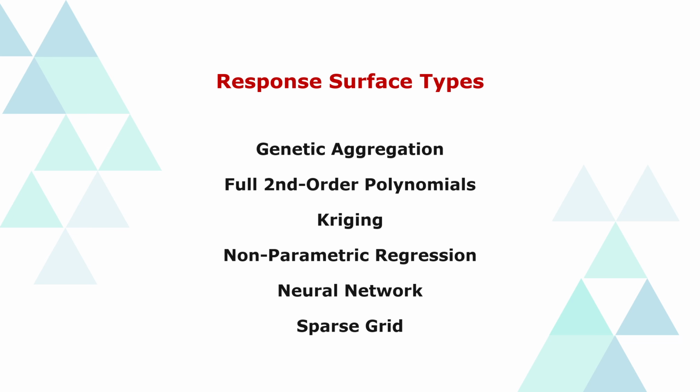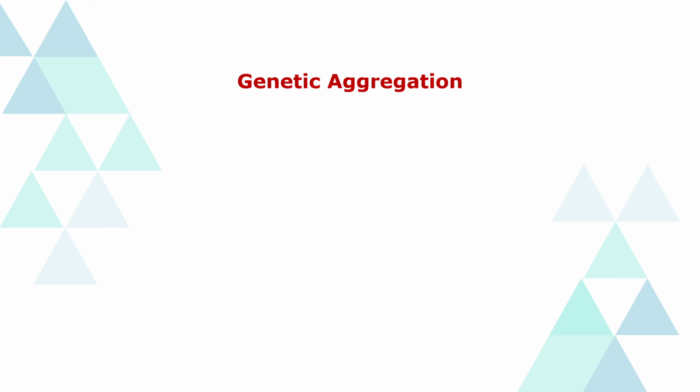Several types of response surfaces are available, including genetic aggregation, full second-order polynomials, kriging, non-parametric regression, neural network, and sparse grid. First, we describe genetic aggregation. Genetic aggregation automatically generates and utilizes the type of response surface that is best suited for each output parameter. In other words, genetic aggregation evaluates different types of response surfaces, including full second order, non-parametric regression, kriging, and moving least squares. Then, it automatically creates the most appropriate type of response surface for each output parameter independently.